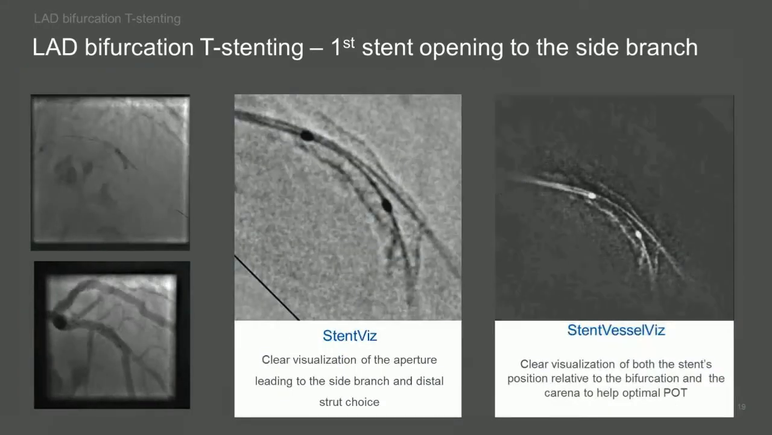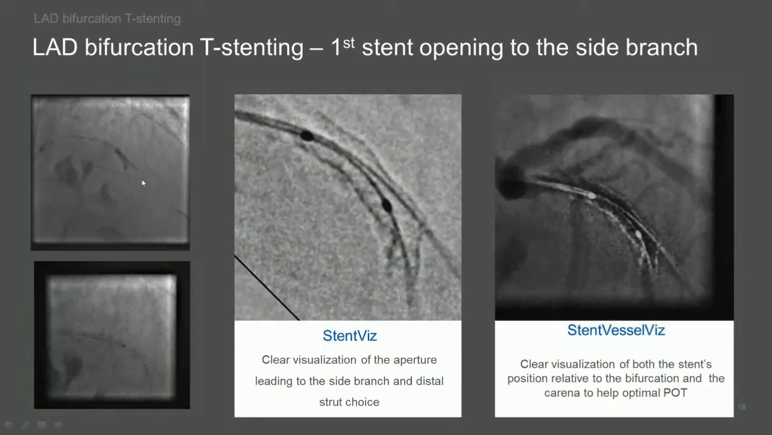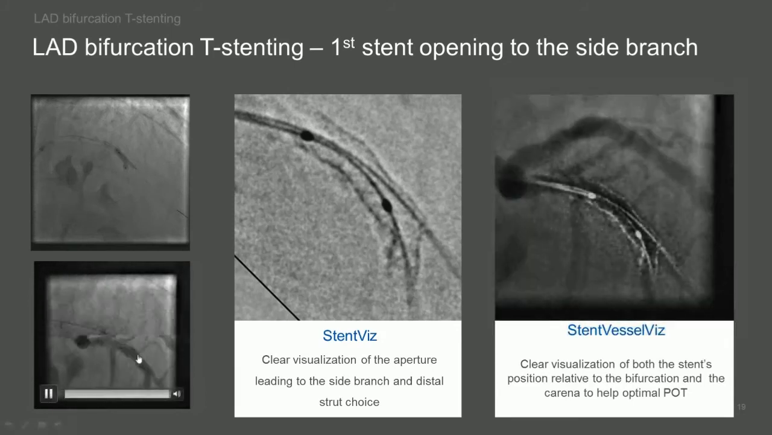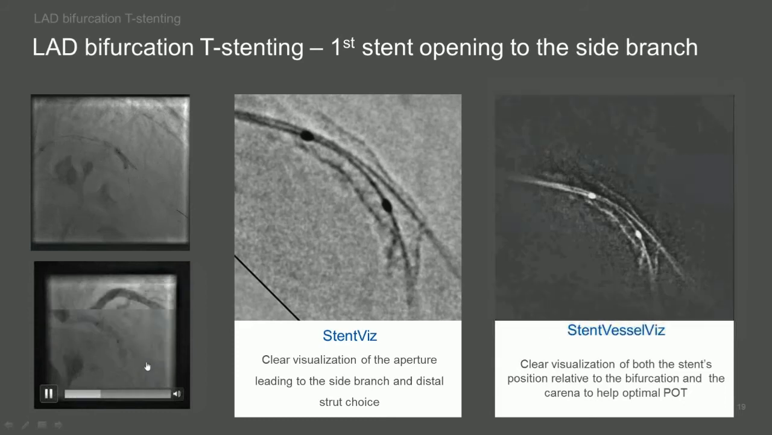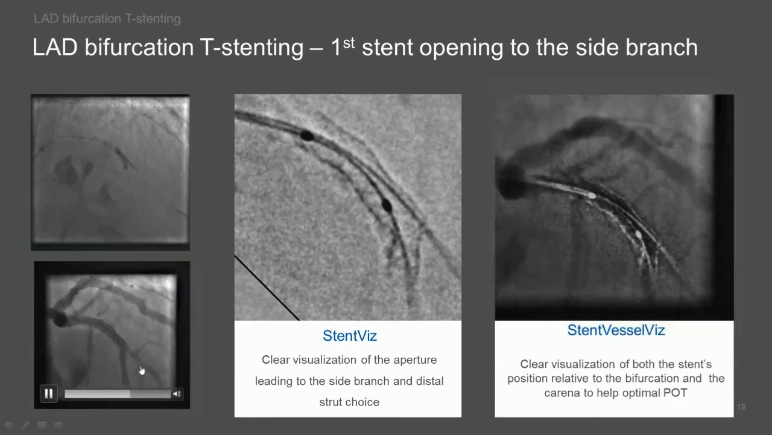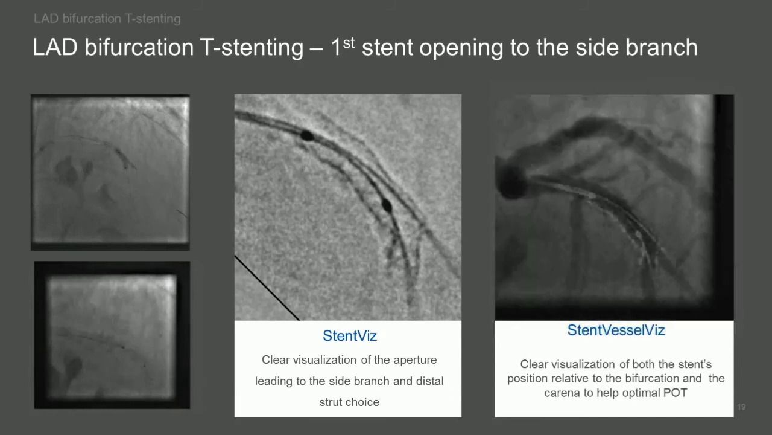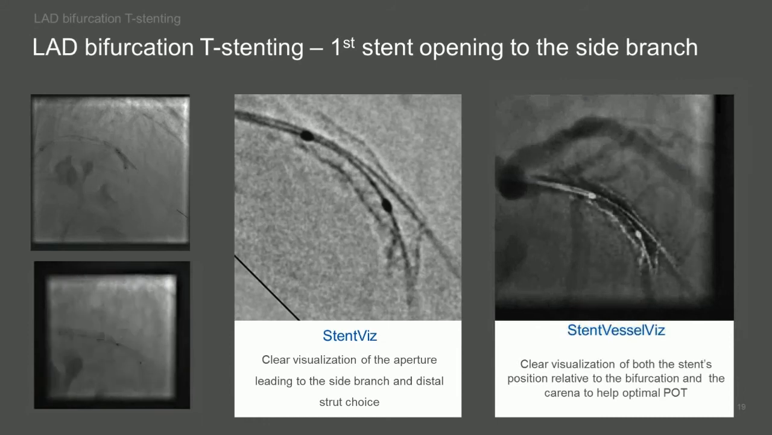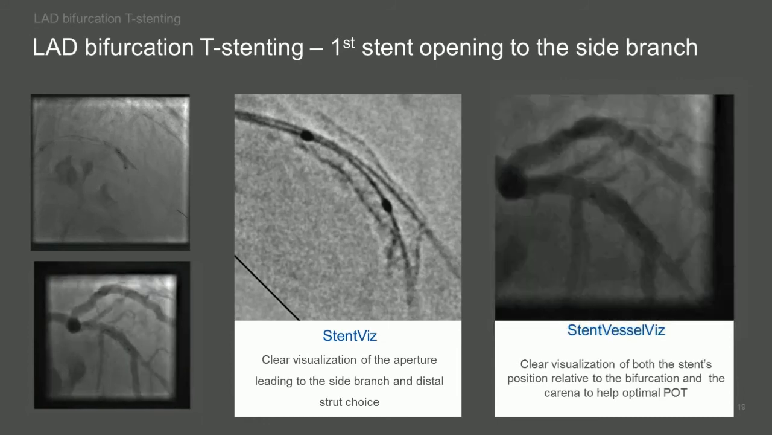Here we did the kissing balloon. As you can see, with the kissing balloon, the result on the side branch was not good. That's why we plan to do T-stenting in this case, because the result of the ostium was not good.